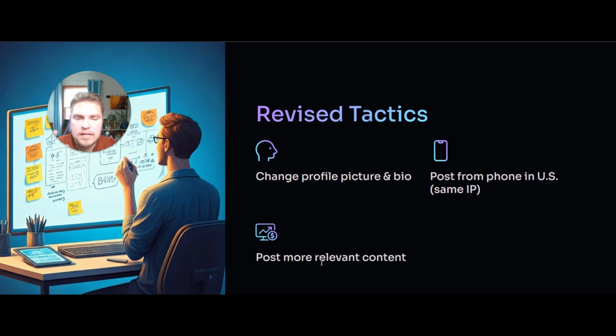We also posted some more relevant content. I knew that a certain piece of content the client really wanted was not necessarily going to be as viral, so we started posting content that was already shown to perform well. That's another thing you can do: post new content, or repost content that has already been shown to work really well.